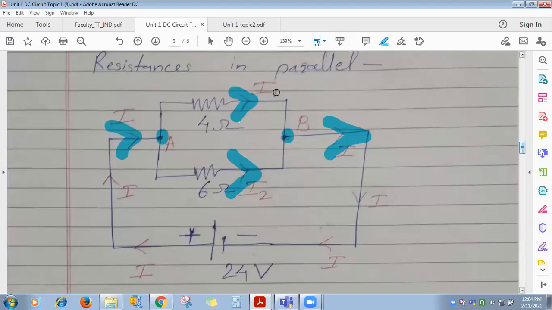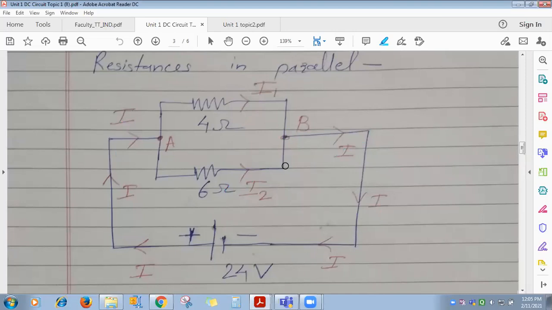Now tell me, these resistances are connected in parallel. If they are connected in parallel, what about the voltage drop across both of them? Will it be same or different? Same, correct. The voltage drop will be the same, and here no other resistance is there. That's why how much will it be in this circuit? 24 volts, correct. So the same voltage drop across each resistance when they are connected in parallel.